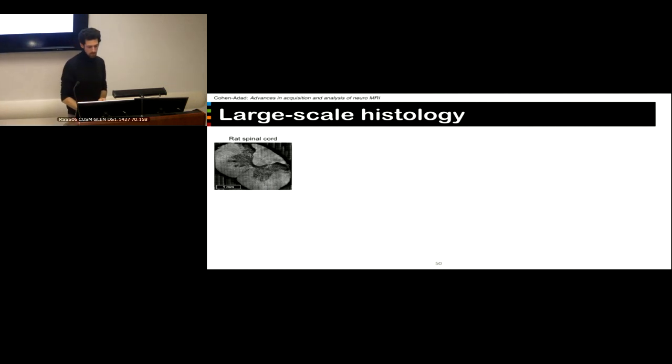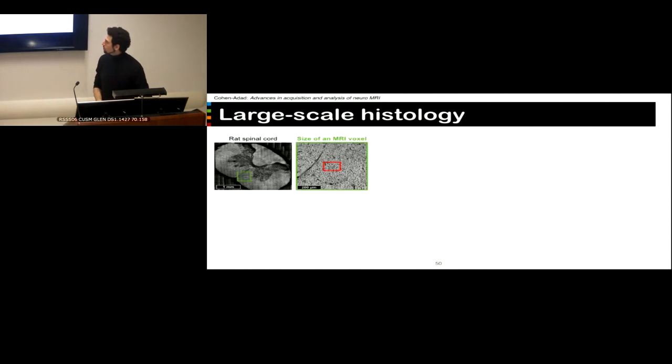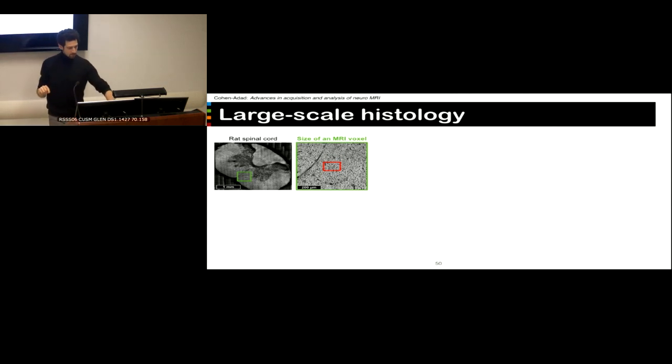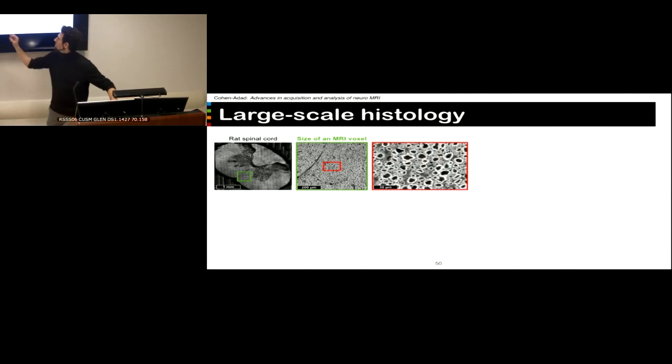Here is from a rat spinal cord. So when we zoom in, we start seeing those thousands of axons. And by the way, this is the size of an MRI voxel, approximately. Then if we further zoom in, we really see the axons and the myelin in the transverse plane.